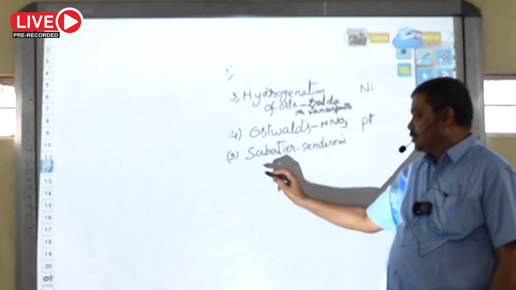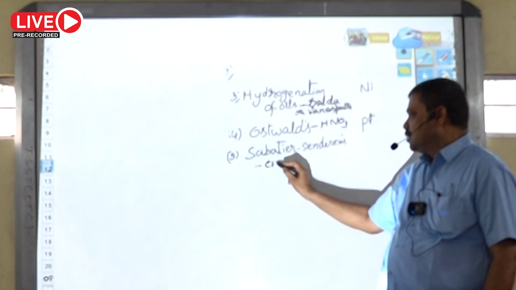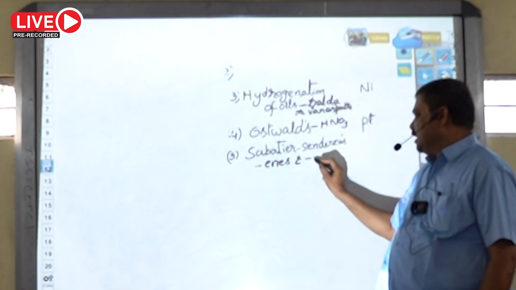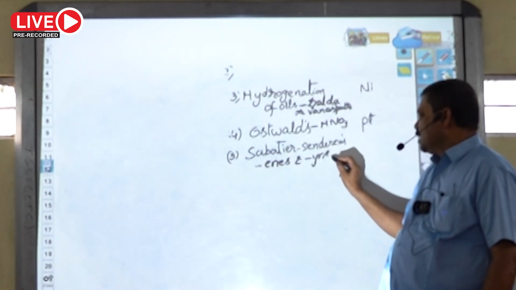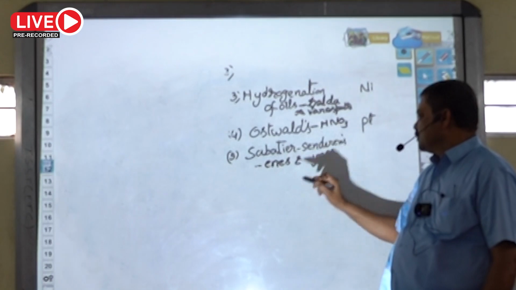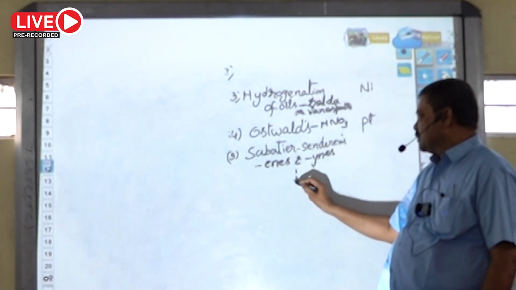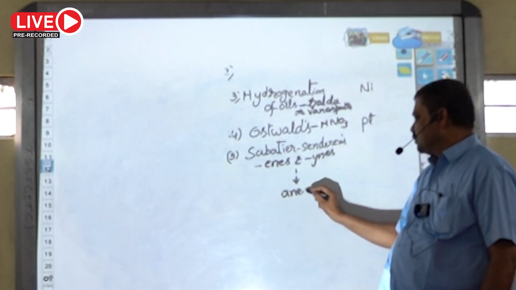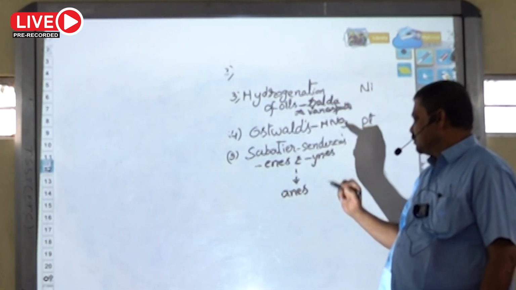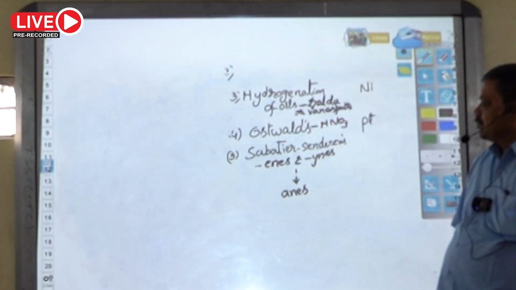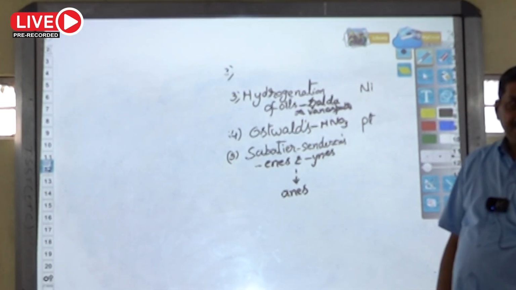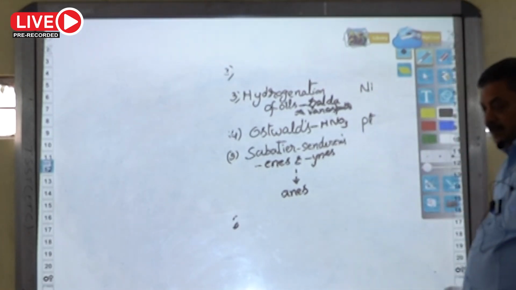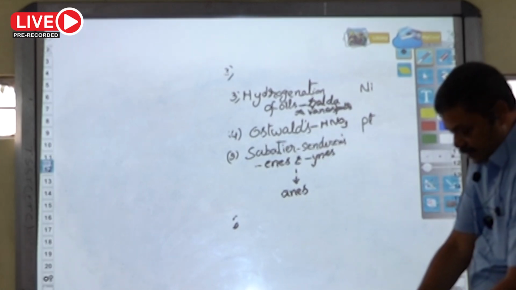Sabatier-Senderens is for what? Alkenes and alkynes. Alkenes and alkynes are converted into alkanes. That is Sabatier-Senderens.